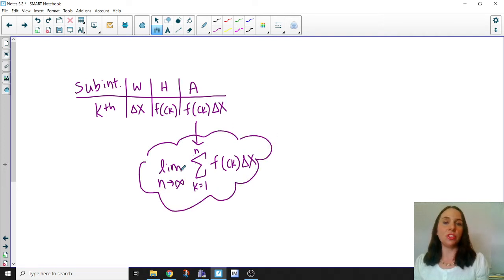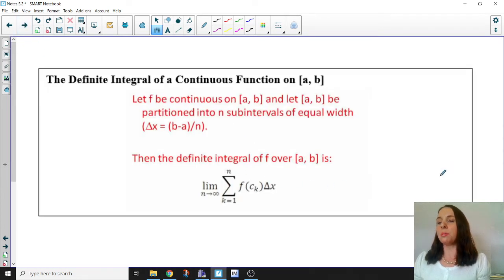It's one definition. There's actually a couple of different ways you can see this. Usually when you look it up, you don't see this poor lettering choice here of f of c sub k. You see something else. Sometimes you see the limit as n goes to 0, or the delta x goes to 0. That would be the width going to smaller and smaller amounts. There's actually a couple of different ways to show this, but I like this one because I think it's fun.